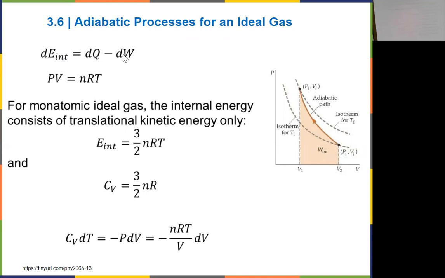Okay, so dW you can always write as P times dV. Now for an ideal gas, the internal energy E is equal to CV times T. So then dE is equal to minus dW, okay? So this is where this is from.